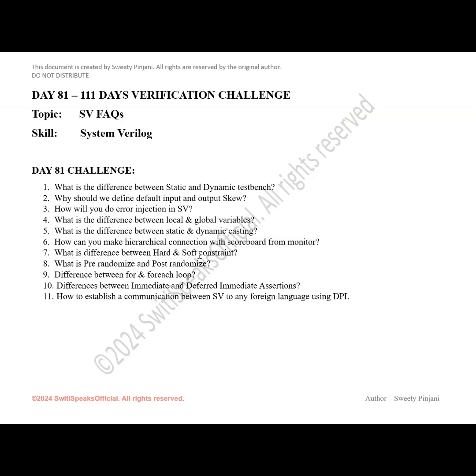You write a lot of constraints in System Verilog to randomize your test bench. These constraints can be hard or soft constraints. What is the difference between these two? When you are doing randomization, you can also use the pre-randomize and post-randomize methods. What is pre-randomize and post-randomize?